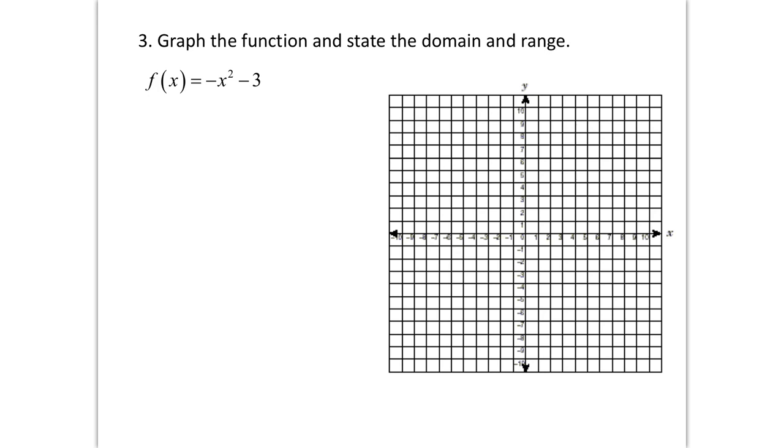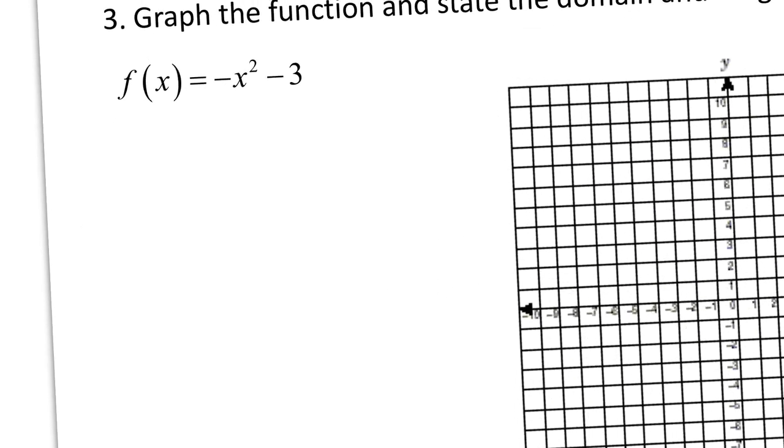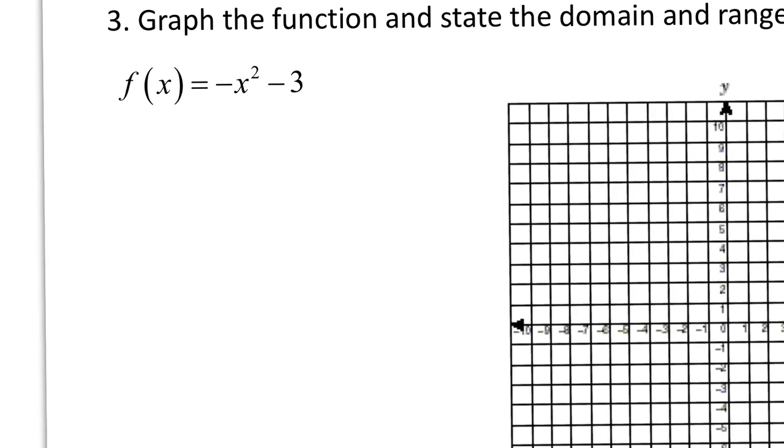So this one here, we have f of x equals negative x squared minus 3. So first of all, we need to know what is the a value and the b value and the c value. So a is the one with the x squared. So here's the a. B is the one with the x. Well, guess what, guys? There's no b, but we do have a constant.